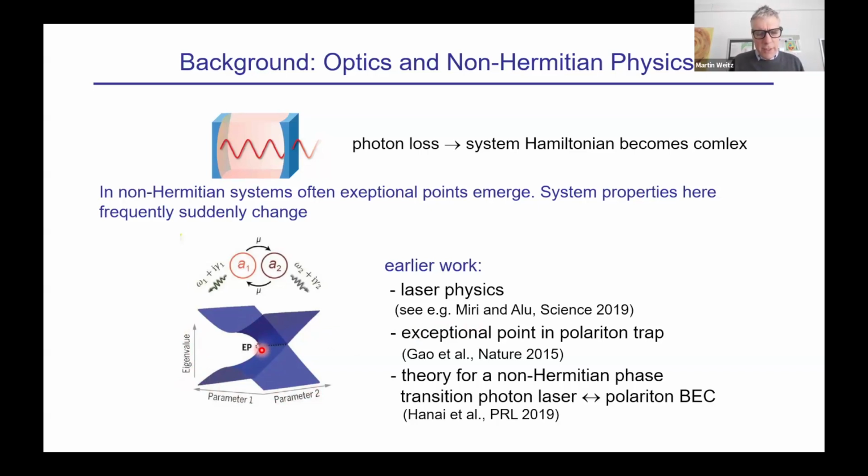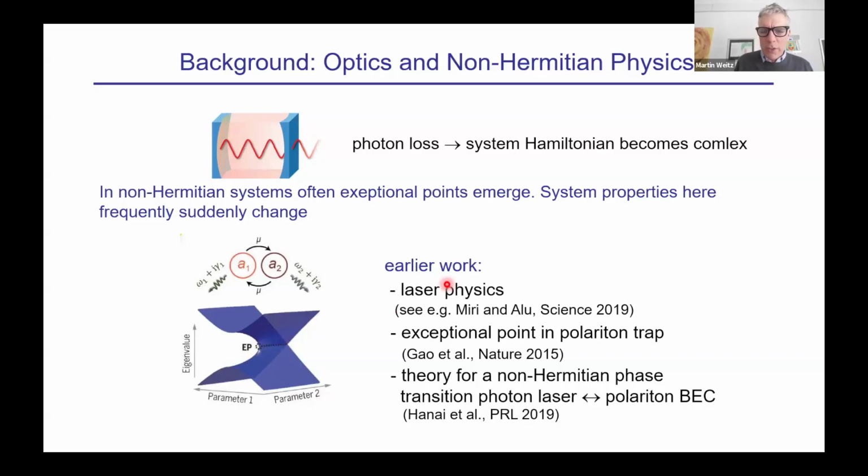So basically, when these two solution planes cross, then the eigenvalues coalesce. That means they really become the same, and it just becomes one eigenvalue. And this is called an exceptional point.